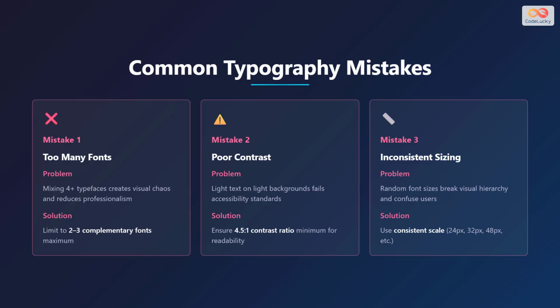Avoid these common typography pitfalls. First, using too many fonts creates visual chaos. Stick to 2 or 3 complementary typefaces. Second, poor contrast makes text hard to read. Always ensure sufficient contrast between text and background. Third, inconsistent sizing breaks visual hierarchy and confuses readers. Use a consistent scale throughout your design. These mistakes are easy to make, but can significantly impact your design's effectiveness.